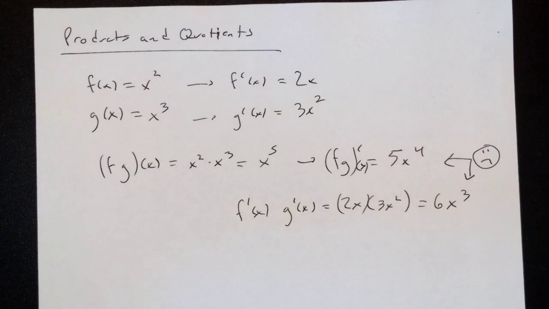If I really want to be pedantic, I should actually go back to the limit definition and use my limit to show you what the correct answer should be for the derivative of f times g. I think that is an exercise in futility and algebraic pain. So I'm not going to do it. Instead, I'm going to treat this visually.